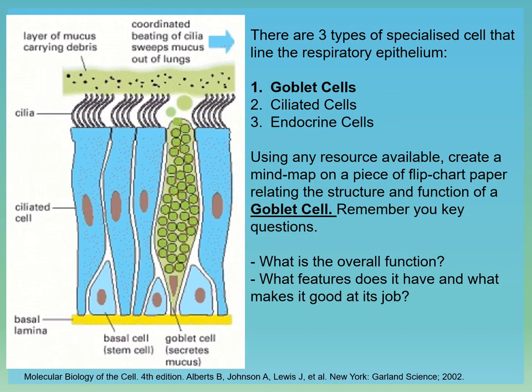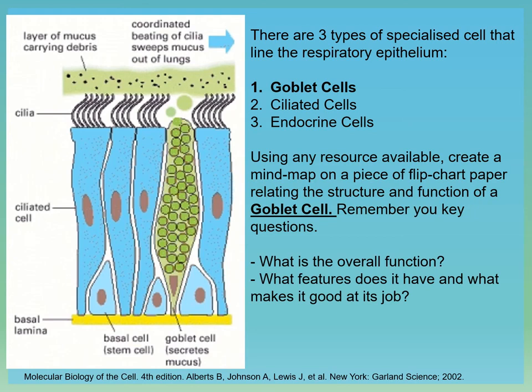So in my research, a good book at the bottom there is by Alberts et al. and friends. It's the Molecular Biology of the Cell. And we can see, this is where I first started my research, the three types of specialized cell that line the respiratory epithelium, which is the lining of the airways. So this is a really good start, because it tells me the three types of cell. You've got goblet cells, ciliated cells, and endocrine cells, which basically mean hormonal cells, or cells that create hormones.